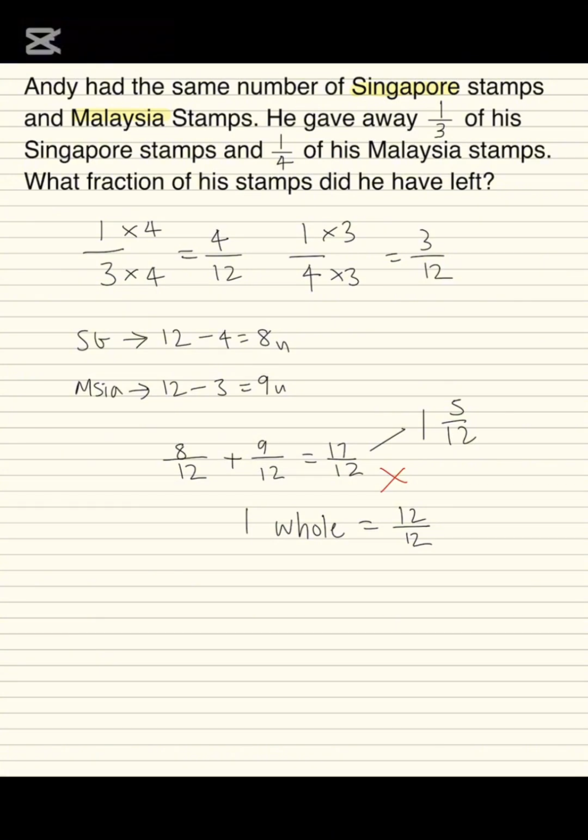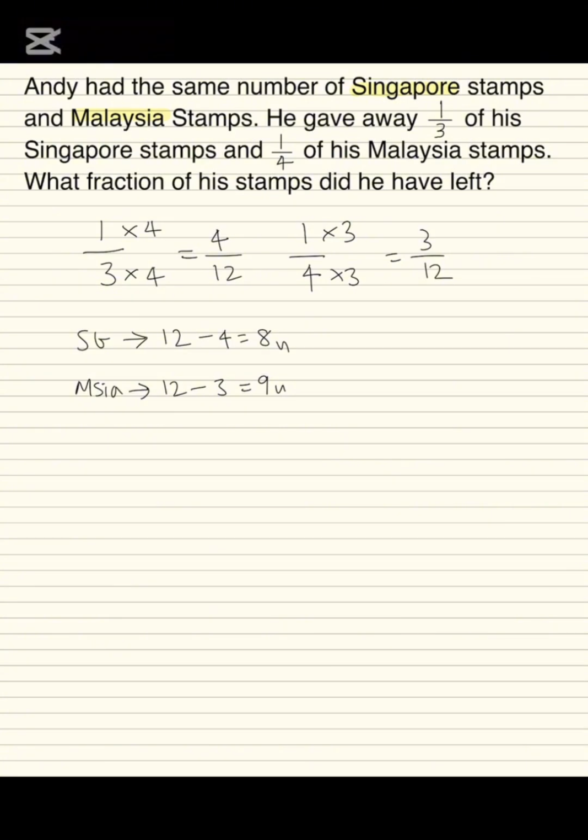So this is the common trick and the common mistake that most students make. So this is not the correct answer. So how should you solve it instead? 12 minus 4 leaving behind 8 units and 12 minus 3 leaving behind 9 units.